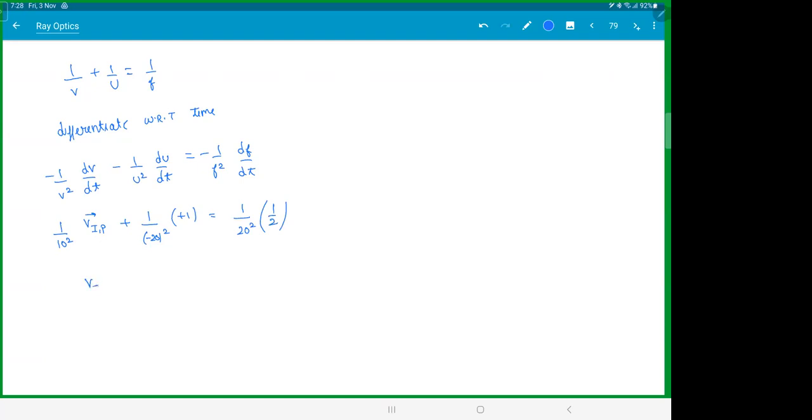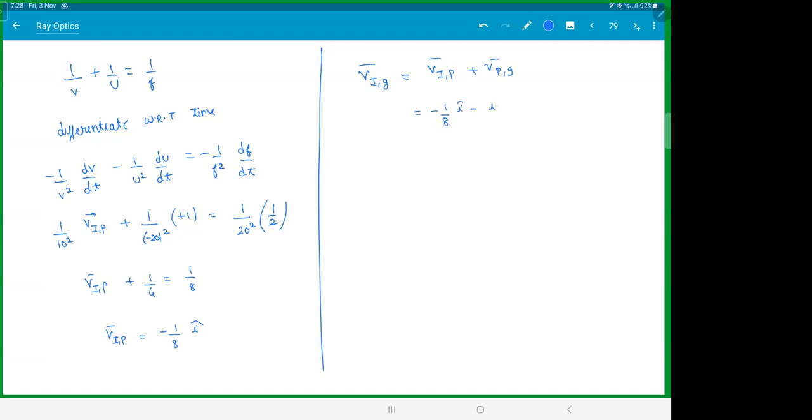10 square, so velocity of image with respect to P, this guy is 1 by 4, 1 by 8. Velocity of image with respect to the pole is minus 1 by 8 i cap. What do you want in the ground frame? So velocity of image with respect to the ground is velocity of image with respect to the pole plus velocity of pole with respect to the ground. This is minus 1 by 8 i cap and this is minus i cap. So minus 9 by 8 i cap. Looks right, I guess. Check.